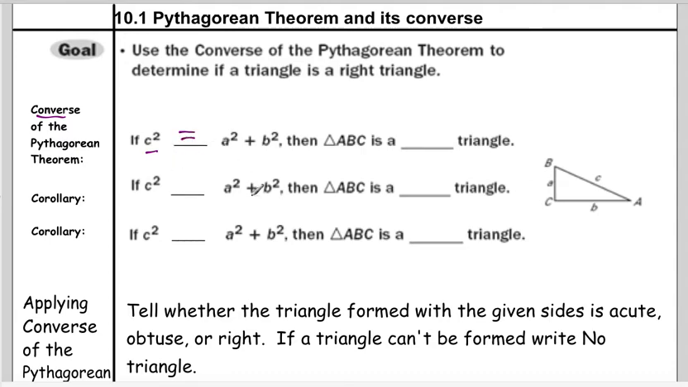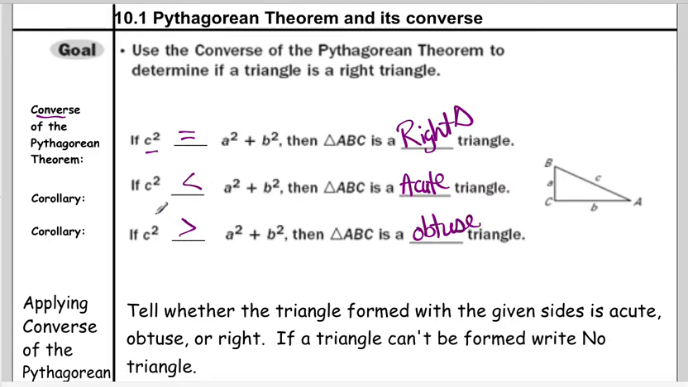If C squared is equal to A squared plus B squared, then you have a right triangle. That is the converse of the Pythagorean theorem. It has two corollaries that go with it. If C squared is less than A squared plus B squared, then the triangle is an acute triangle. And if C squared is greater than A squared plus B squared, then it is obtuse. So less than, acute; greater, obtuse.